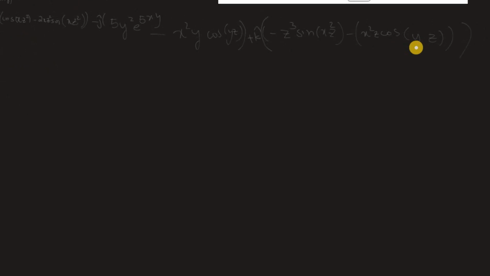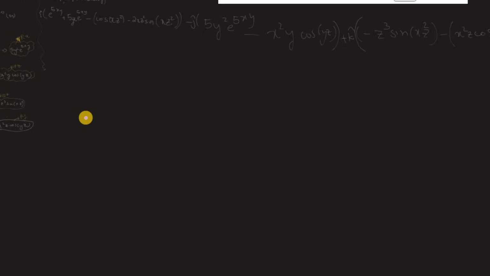So let's write that over here as well. So then we're going to have this thing, negative x squared z cosine of yz. Okay, and this is our k hat then. So this is our equation of curl. This is the final answer to the equation of curl.